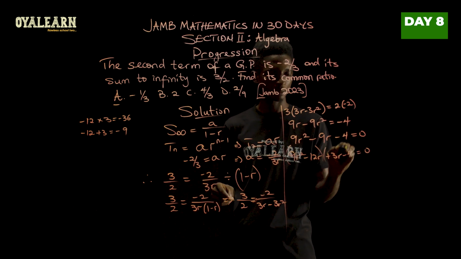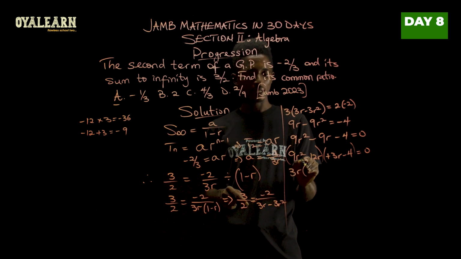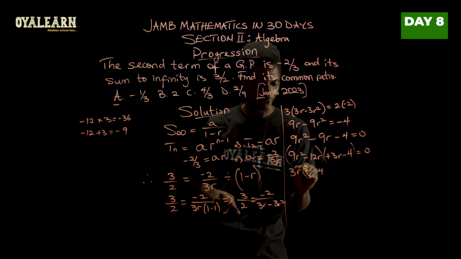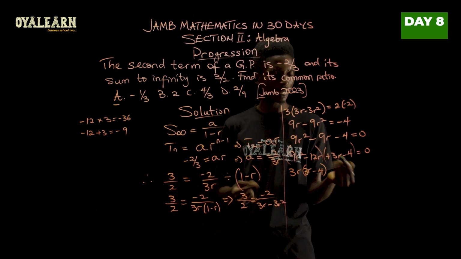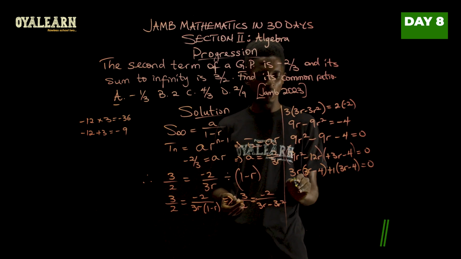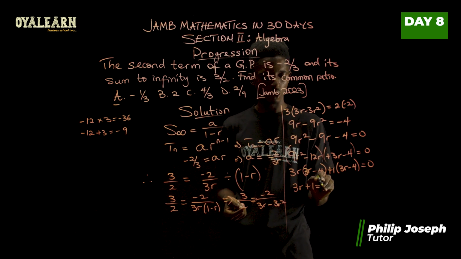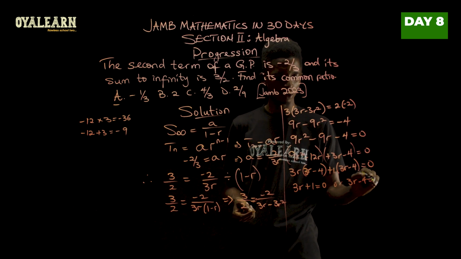Now let's group it. Here, what they have in common is 3r, leaving us with 3r minus 4. Now here, they have plus 1 in common, leaving us with 3r minus 4 as well, all equals 0. So what this means is that we have 3r plus 1 equals 0, or 3r minus 4 equals 0.